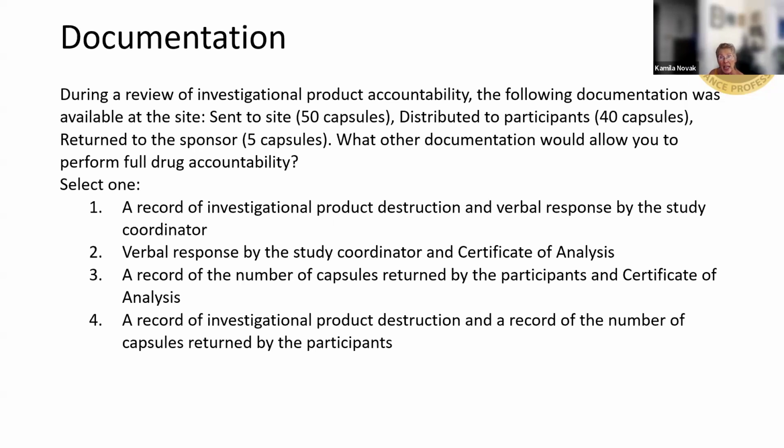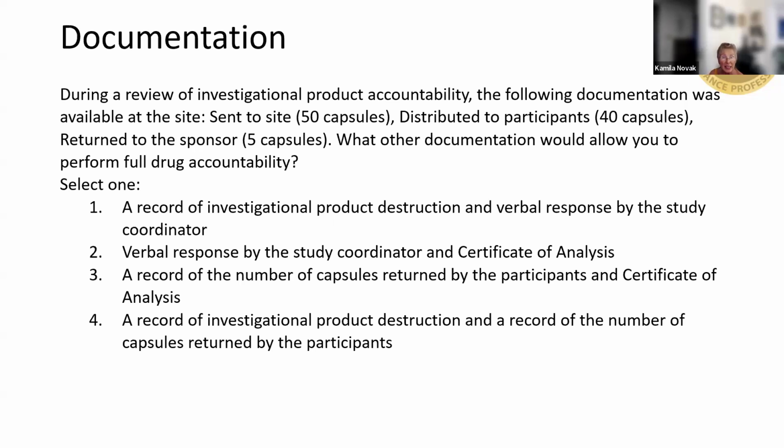What other documentation would allow you, sorry about the background noise, somebody needs to know that everybody around in the neighborhood is hearing their passing by, would allow you to perform full drug accountability.